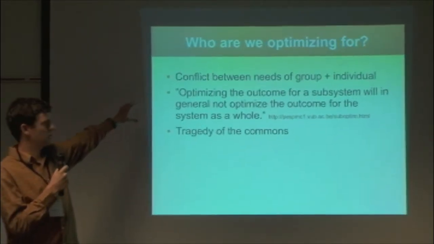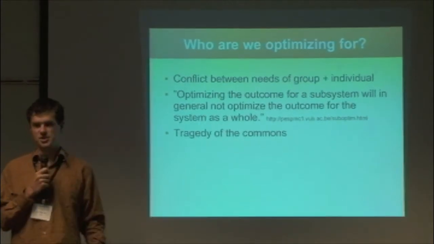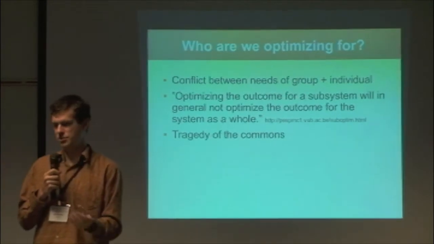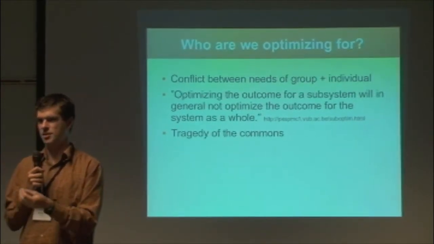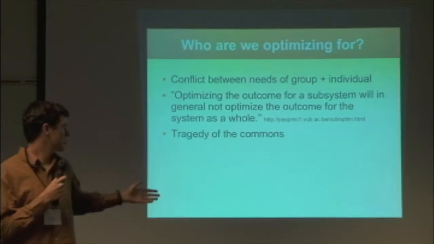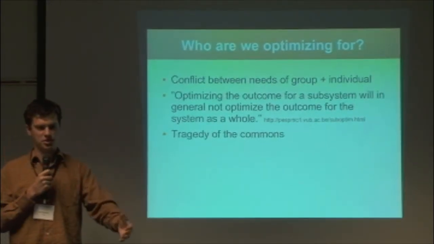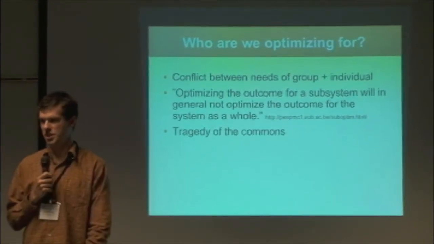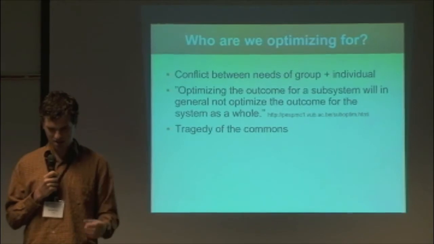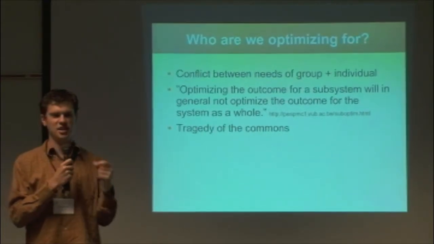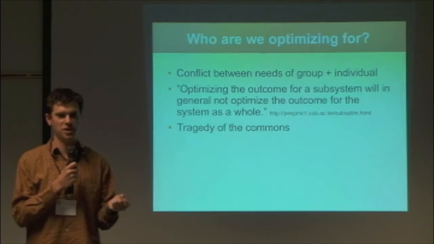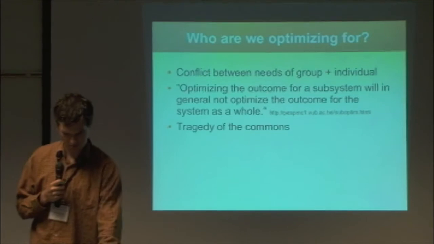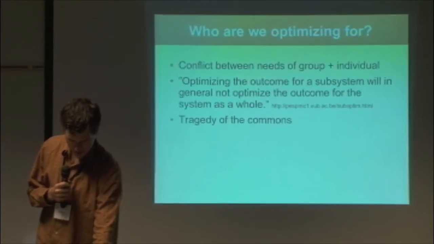There's kind of a law in cybernetics that if you optimize the outcome for a subsystem, this will in general not optimize the outcome for the system as a whole. So an optimization for a subsystem is, generally speaking, a sub-optimization for the whole. And this is kind of an example of the tragedy of the commons, where if people put their self-interest first, then the interest of the whole will be hurt. And so when you're designing group software, you have to design it so that the group as a whole works well, not that any individual using the group software has an optimal experience.